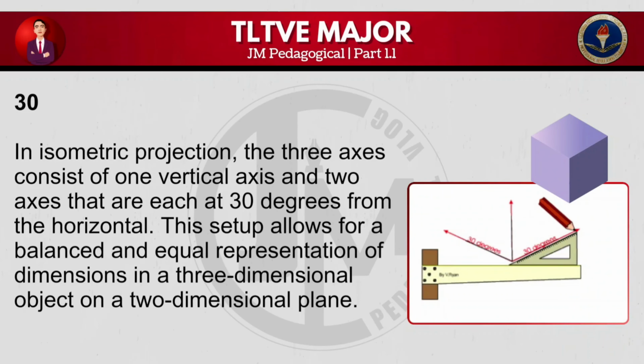In isometric projection, the three axes consist of one vertical axis and two axes that are each at 30 degrees from the horizontal. This setup allows for a balanced and equal representation of dimensions in a three-dimensional object on a two-dimensional plane.